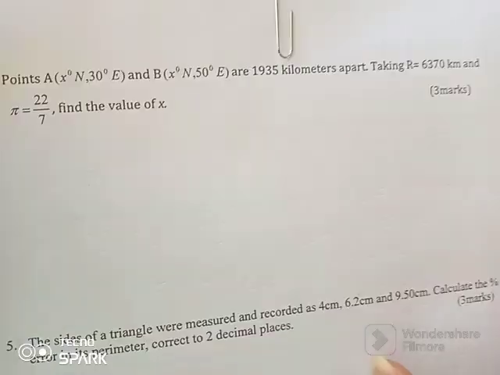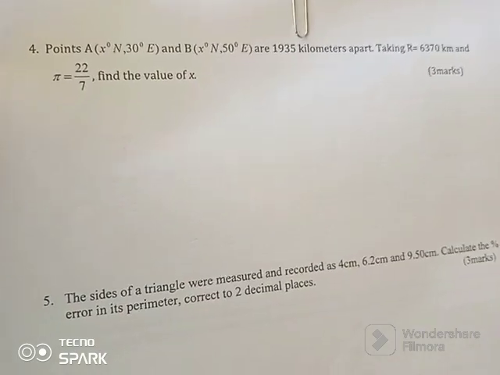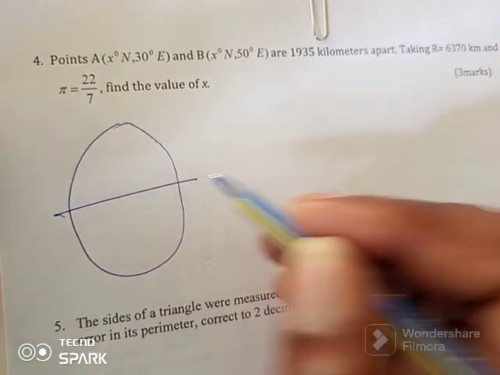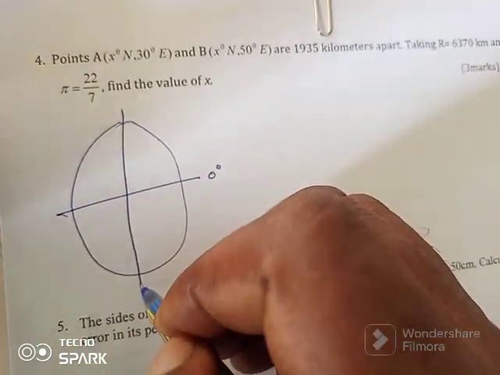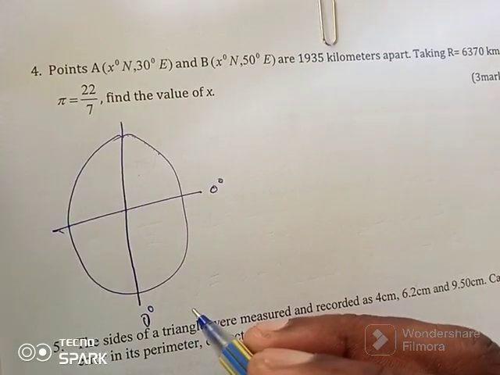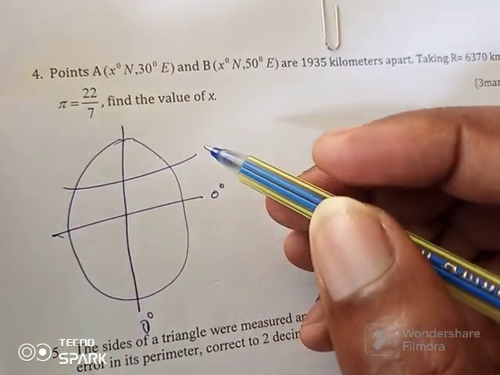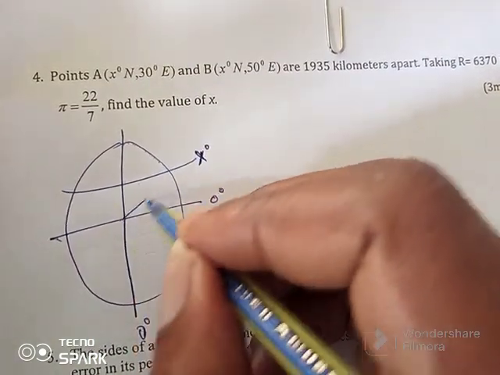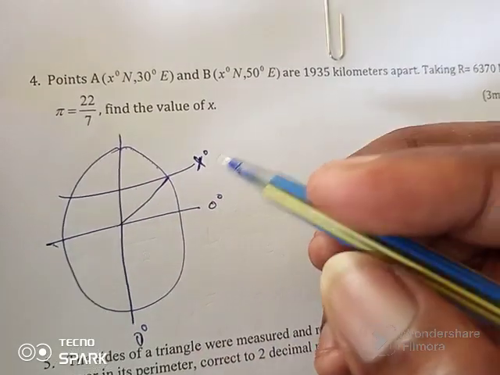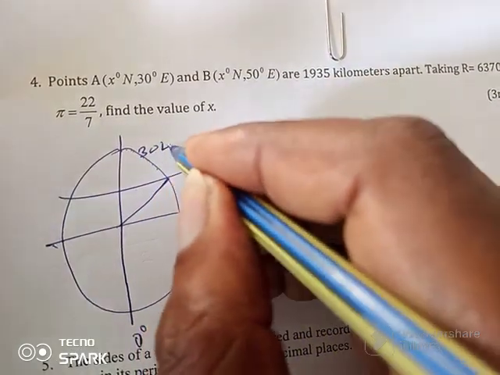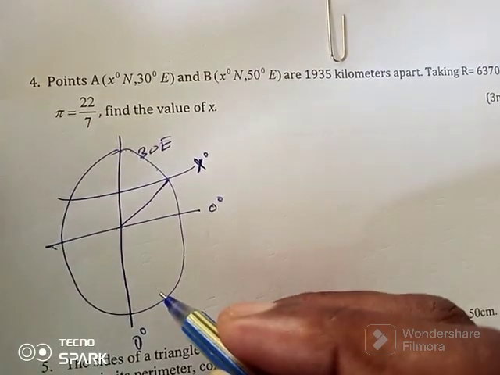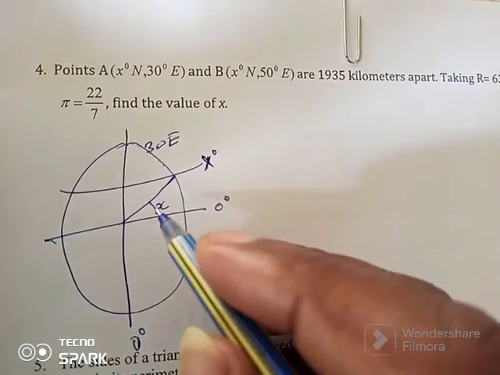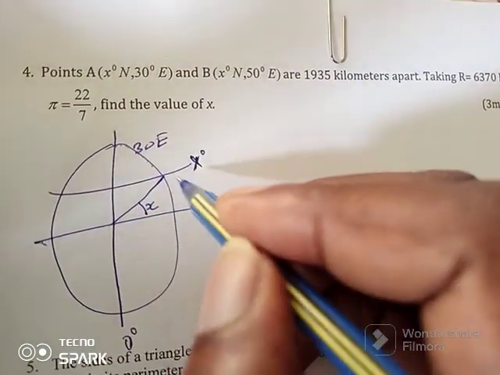What a good question. With latitudes and longitudes, I always tell my students to sketch a small diagram. That is the equator, of course, and the prime meridian is there. Then we have another town on the north, at X degrees north, and on the east, 30 degrees east. From the equator, we go up by X degrees north. Then that is town A.